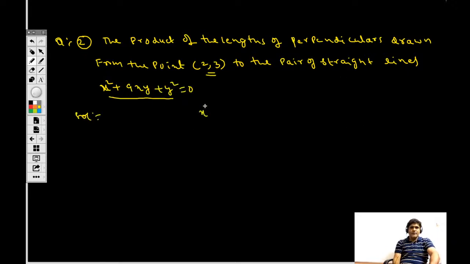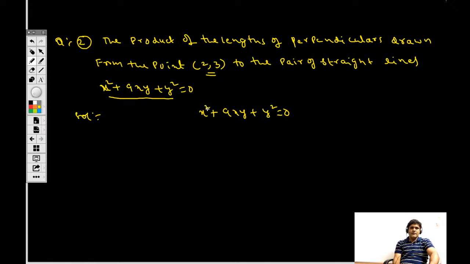Given pair of lines are what? 9xy plus y square equal to 0. So it's a homogeneous equation. Homogeneous equation always represents the two lines which pass through the origin. Yes or no? Homogeneous equation always represents the two lines which pass through the origin. So this represents the two lines which pass through origin, because here it's a homogeneous equation.